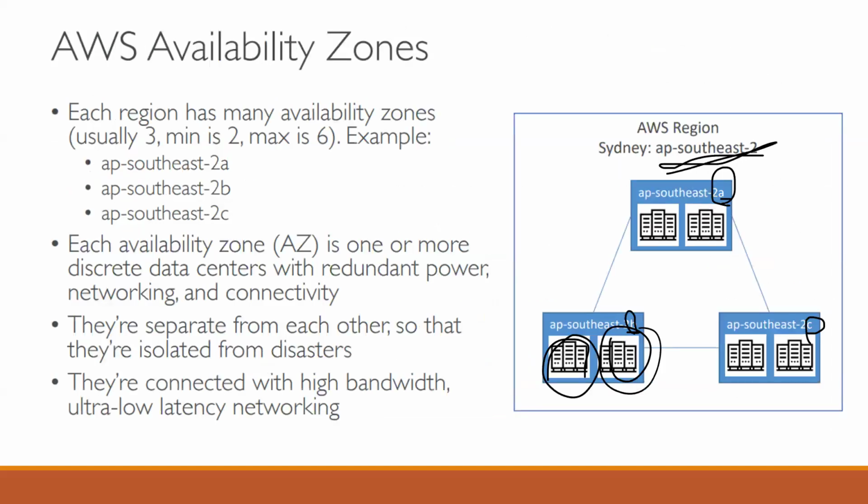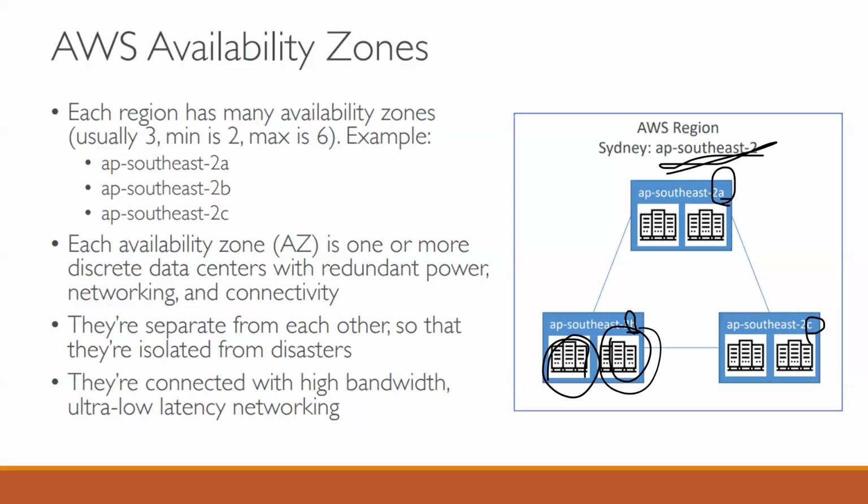So availability zones. What is an availability zone? Each region has many availability zones. For example, North Virginia is US East 1, so that region has many availability zones. Each region has many availability zones, usually 3, minimum 2, maximum 6. Example, AP Southeast 2A, AP Southeast 2B, AP Southeast 2C.